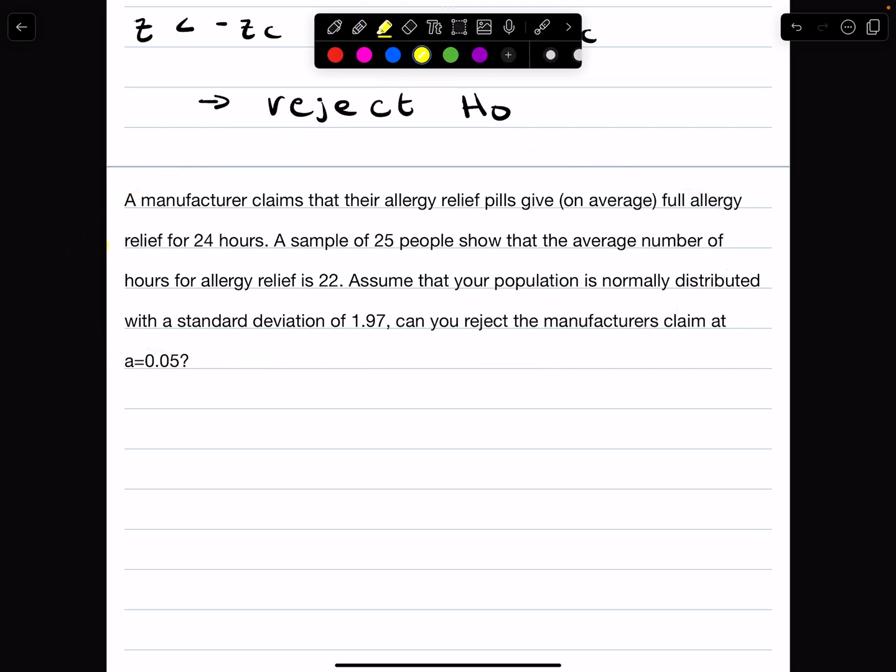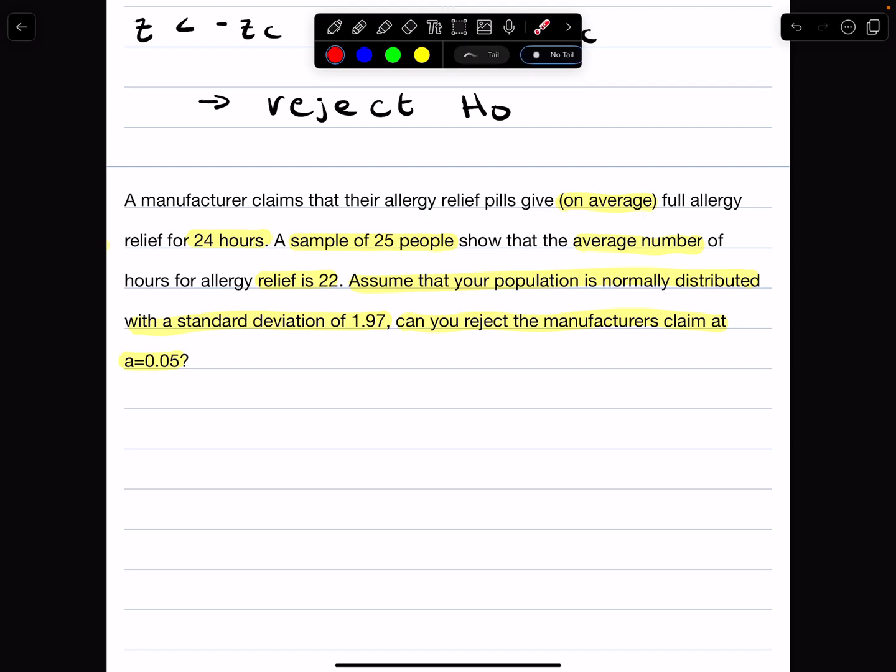A manufacturer claims that their allergy relief pills give, on average, full allergy relief for 24 hours. A sample of 25 people, notice what I'm highlighting when I'm going through this, keywords, just like we did in the last chapter, show that the average number of hours for allergy relief is 22. Again, average number of hours of relief, 22. Assume that your population is normally distributed with a standard deviation of 1.97. Can you reject the manufacturer's claim at A equals 0.05?